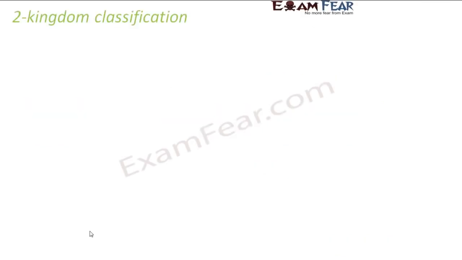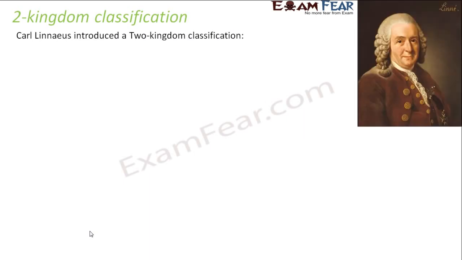So after some time came up a classification which was known as the two kingdom classification. This was given by Linnaeus. Linnaeus introduced this two kingdom classification looking at the failure of Aristotle's classification. So what did he try to do? He kept it very simple. He just introduced two kingdoms. One is Plantae and the other one is Animalia.